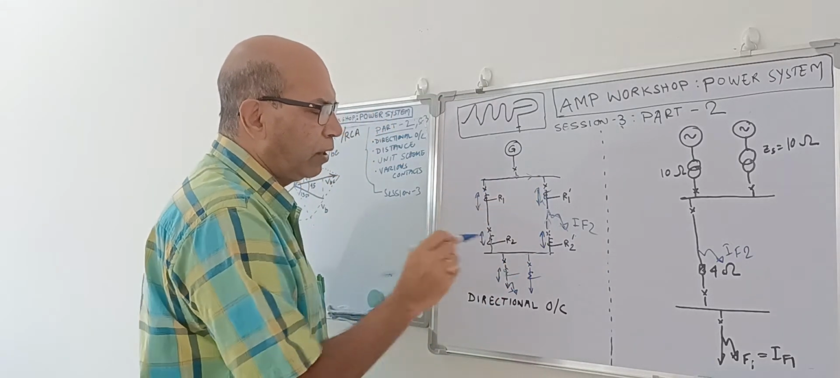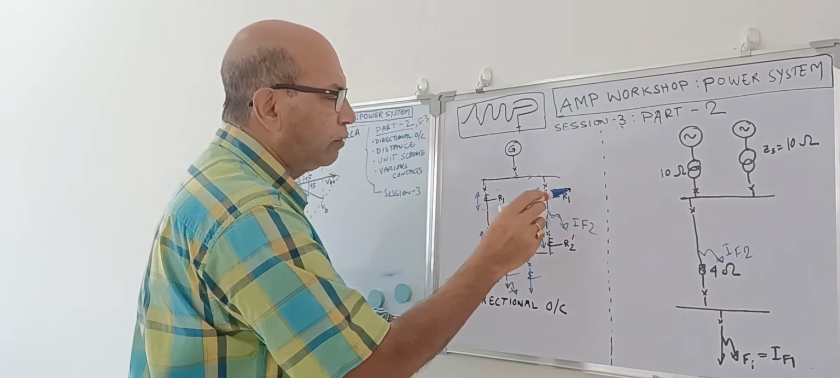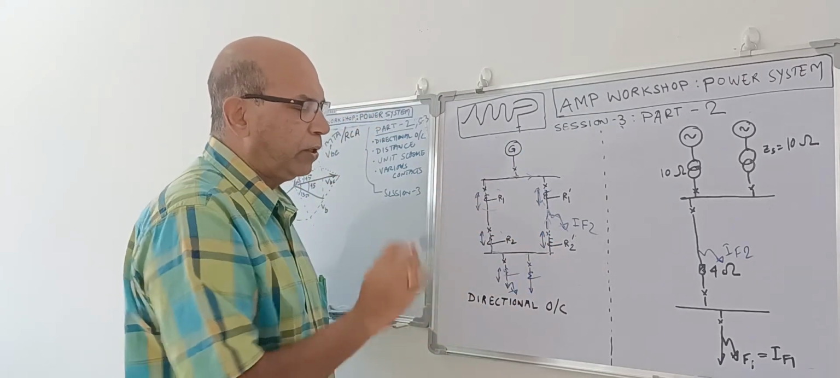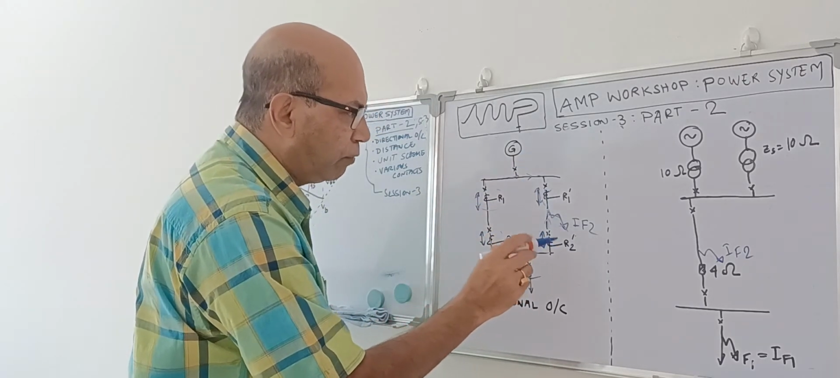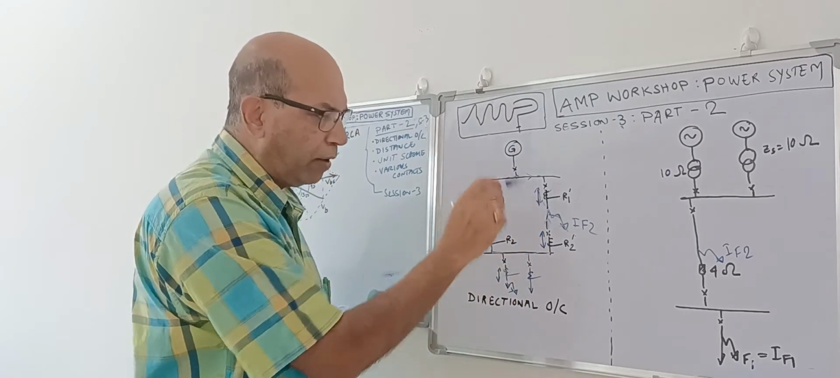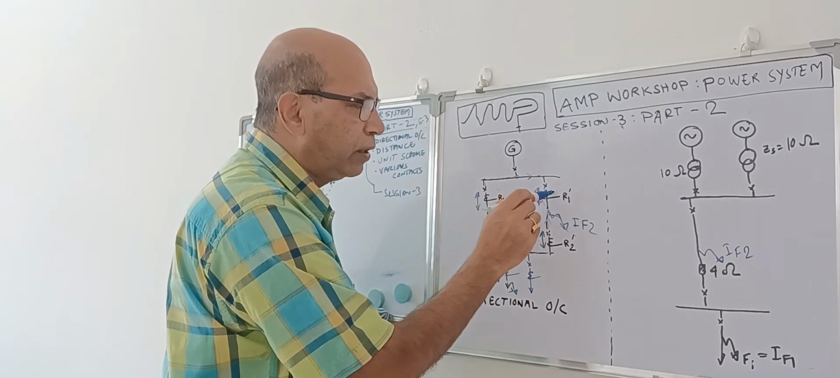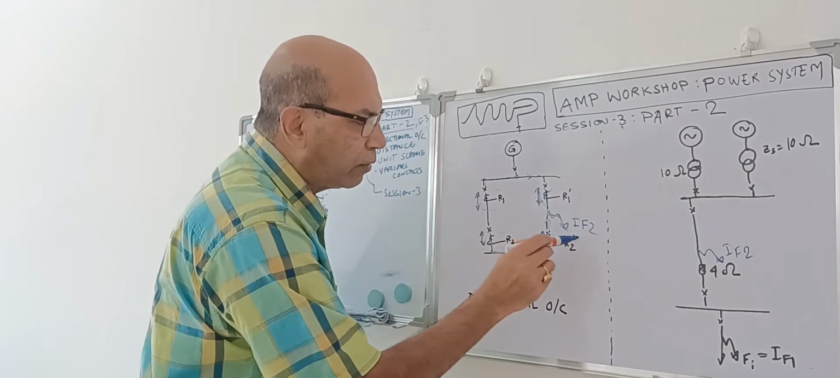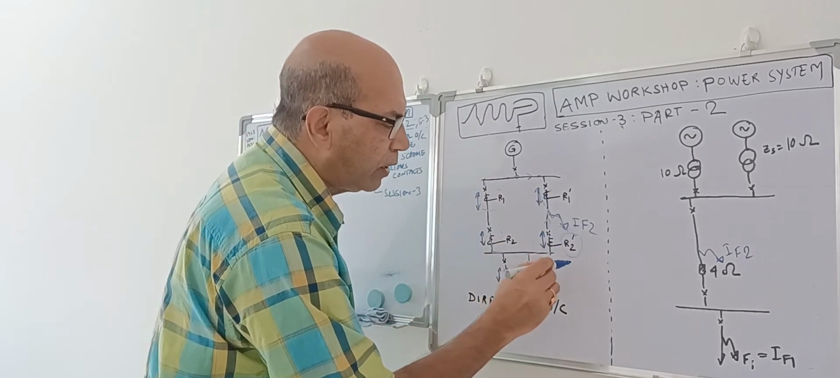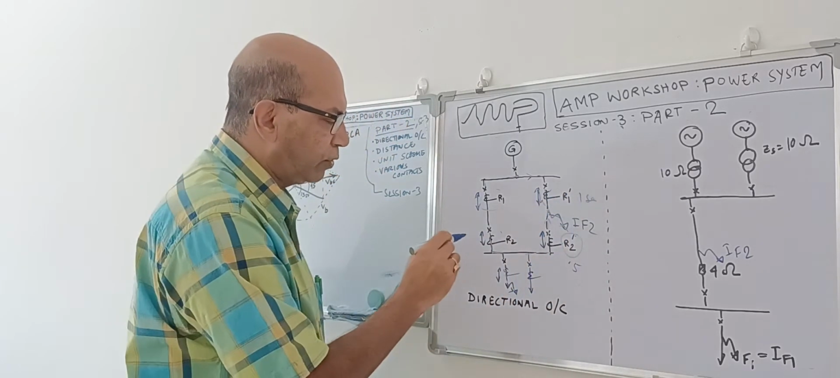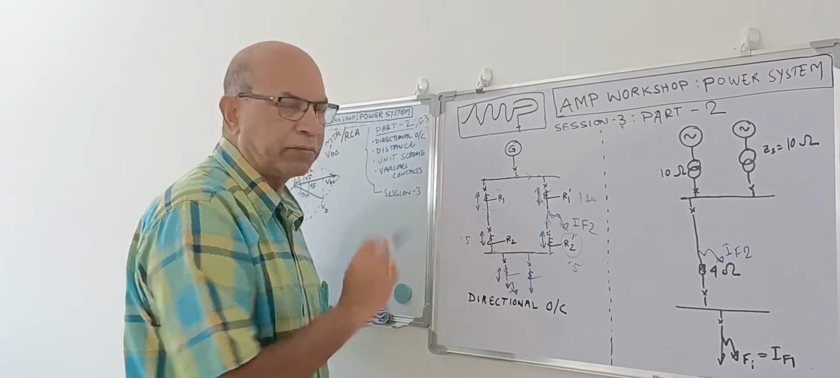Now, if all are non-directional, this will sense the fault, this will sense the fault, this will sense the fault, this will sense the fault. For this type of network, the setting of the relay which is away from the source will be lower than the setting of the relay which is near to the source. So R2 setting will be lower. Suppose this setting is 0.5 second, then this will be 1 second, like this. This also is 0.5 second, 1 second, in case of non-directional.